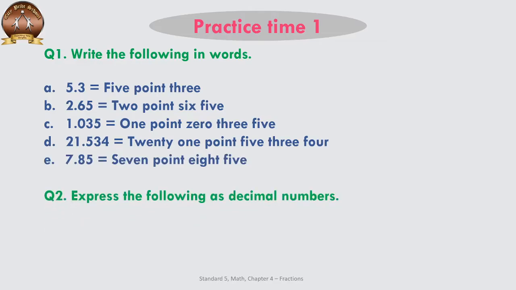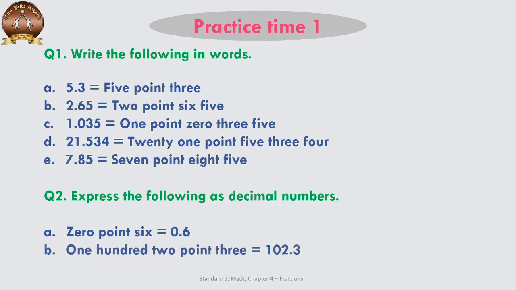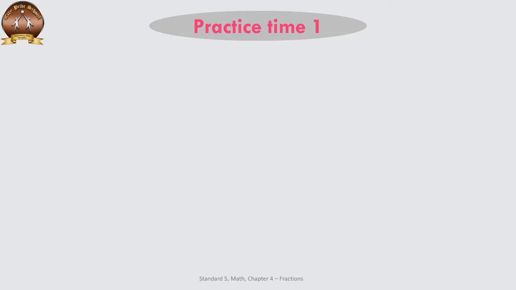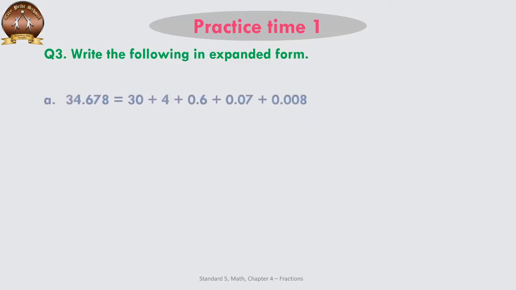Now we have to express the following numbers as decimal numbers. Now 0.6, the way it is said is the way it is written. 0.6. B part, 102.3. So 102.3. Now we have to expand the decimal.